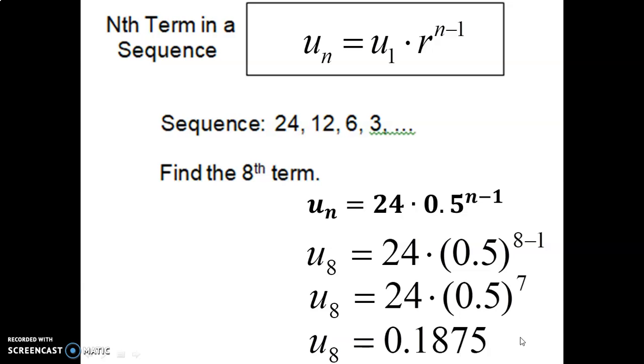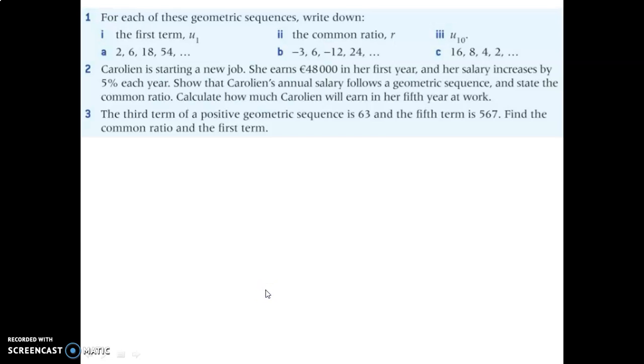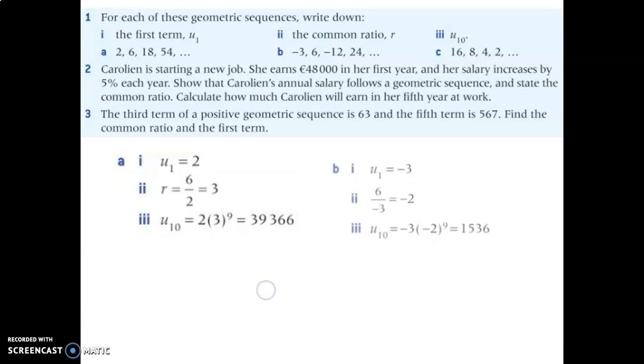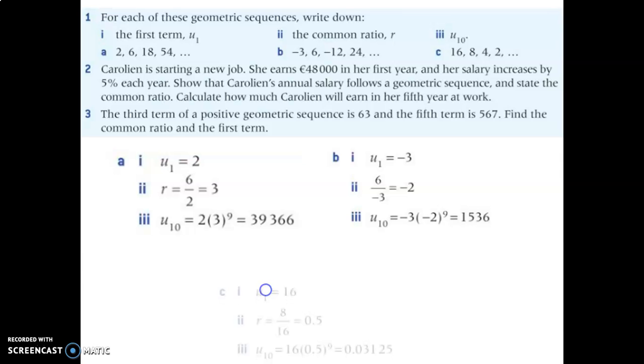Okay, that's a very basic problem. Make sure you know how to do that. That's how basic these begin. All right, let's look at the next one. Try 1, A, B, and C. Okay, here's A, check your work. Here's B, check your work on that one. And C. Okay, 2 and 3 are a little different.